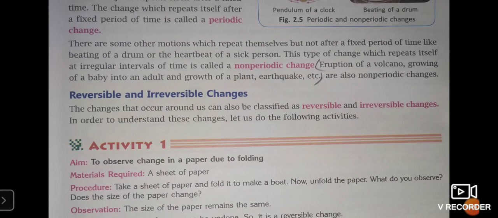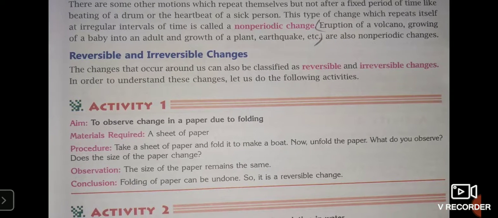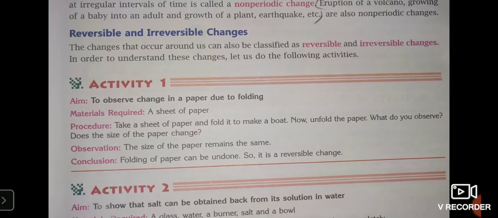When you're supplying heat energy, ice gets converted to water. And now when you're withdrawing heat energy, water gets converted to ice. Now let's look at an example, an activity which is given in our book to observe change in a paper due to folding. Now, simple activity, you can do it at home also.